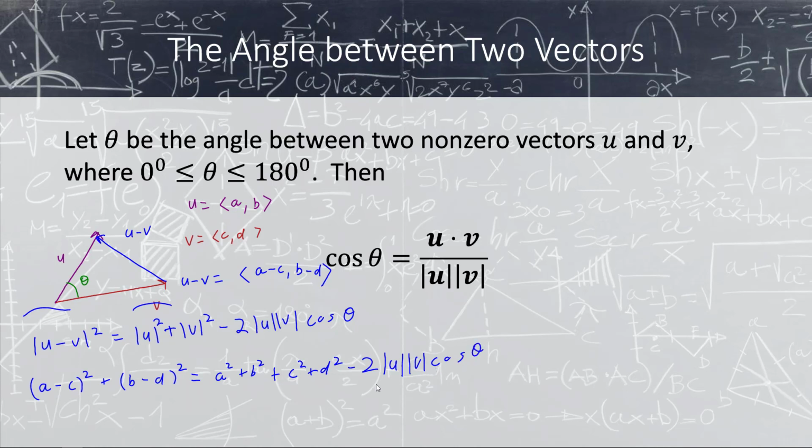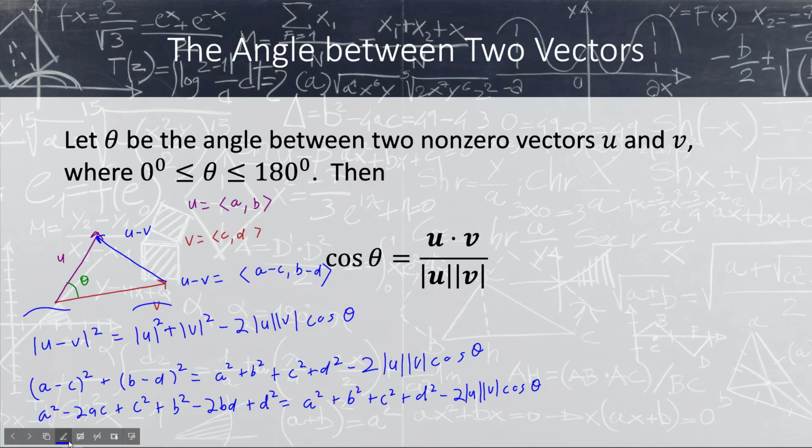All right, now let's go ahead and expand these two terms, which we can easily do. And if we do, we will have a squared minus 2ac plus c squared. Then over here, we're going to have plus b squared minus 2bd plus d squared. And that will be equal to a squared plus b squared plus c squared plus d squared minus 2, the absolute value of u, times the absolute value of v times the cosine of theta.